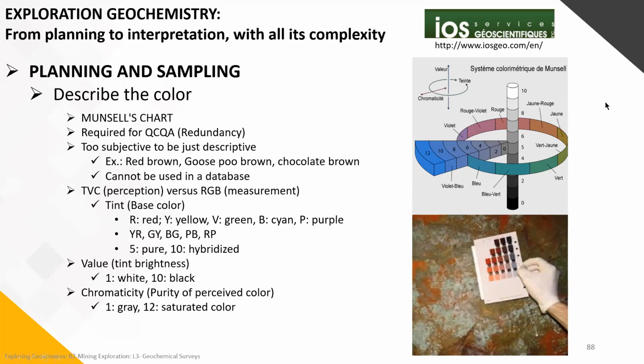So that's why now people are using what we call the Munsell colorimetric chart. And this chart is used with RGB codes. And these codes are the ones that are put in our systems. So this is not subjective, but mainly used to uniform this quantitative characteristic.